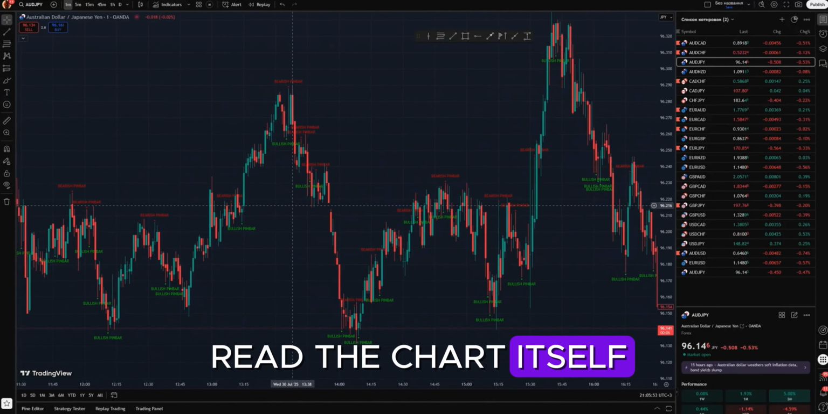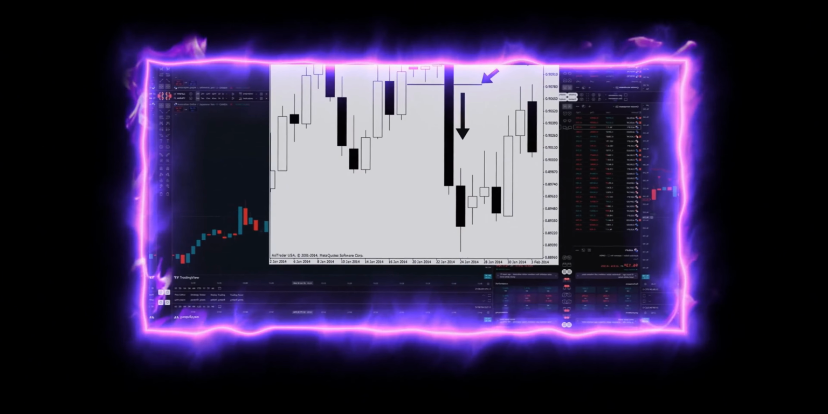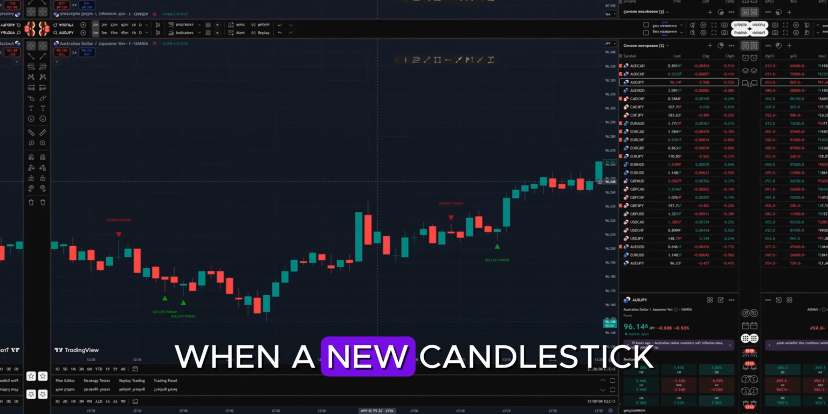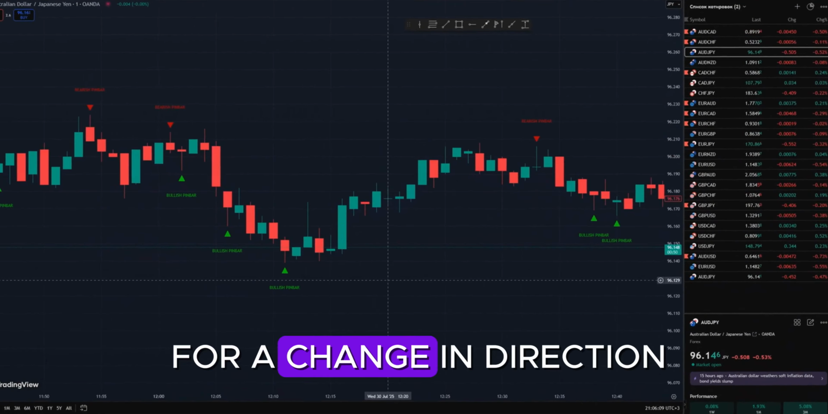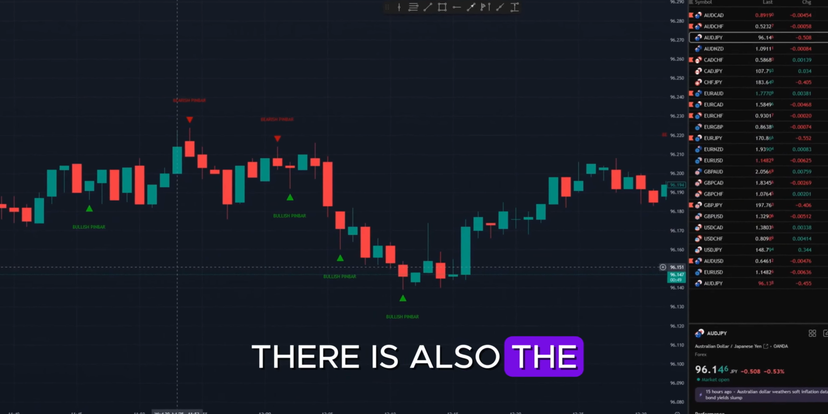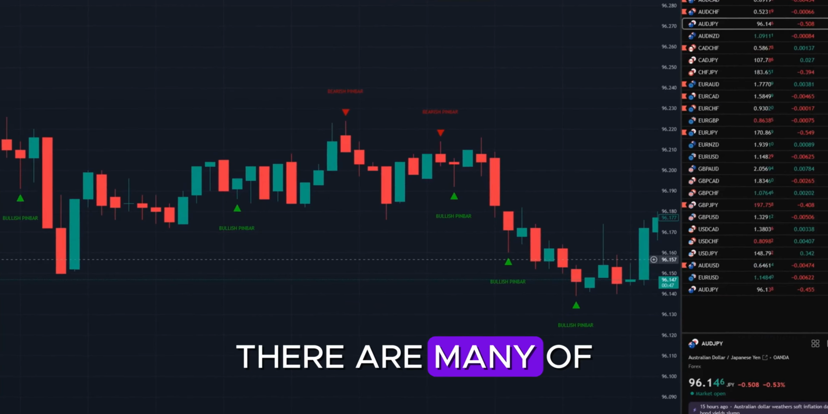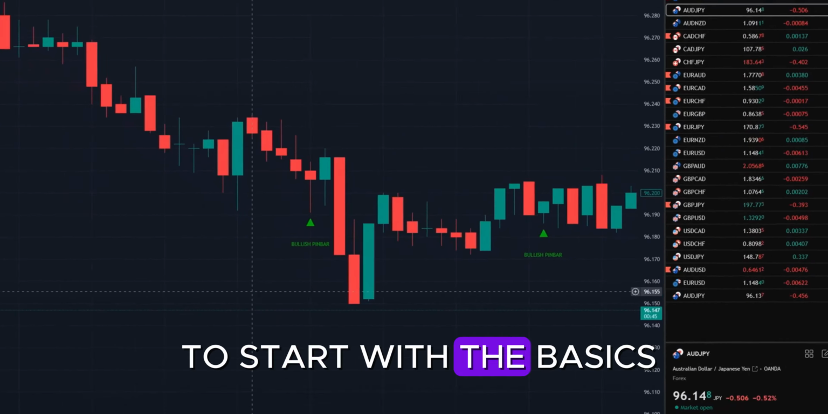A pin bar is a candlestick with a long tail, which often indicates a reversal. An engulfing pattern, when a new candlestick completely covers the previous one, is also a signal for a change in direction. There is also the inside bar and doji. There are many of them, but it's better to start with the basics.